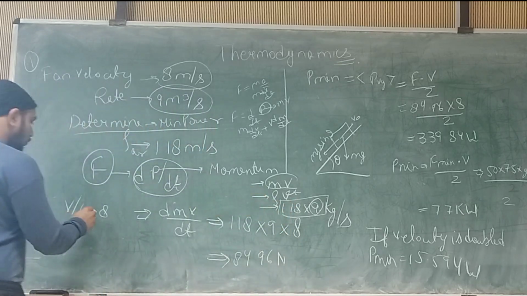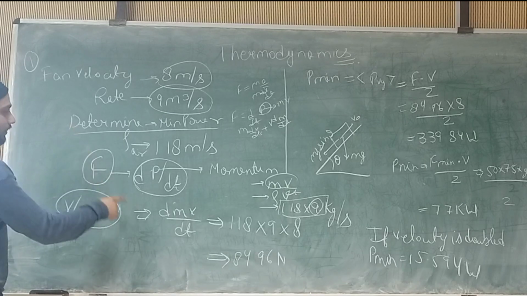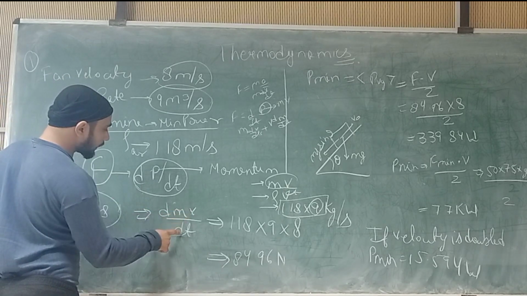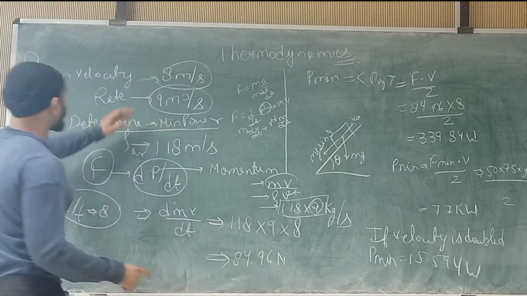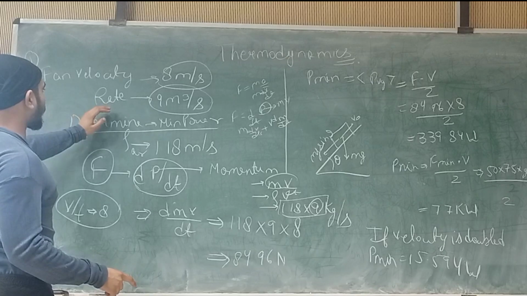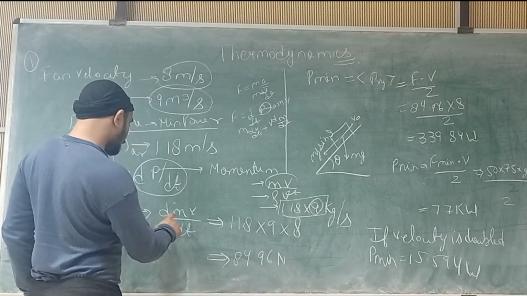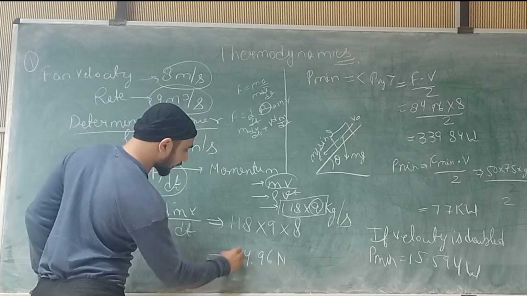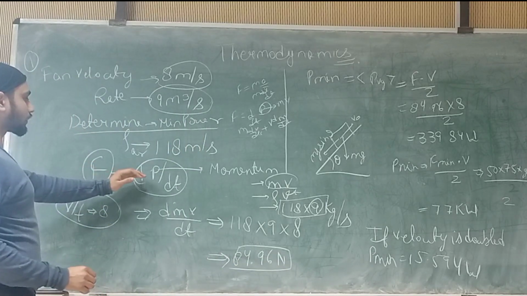This was 9, and v by t was this 8. We know that this force is equal to d of mv by dt. So 1.18 into 9 into 8, where 8 was the fan velocity and 9 was the rate. So the force came out to be 84.96.